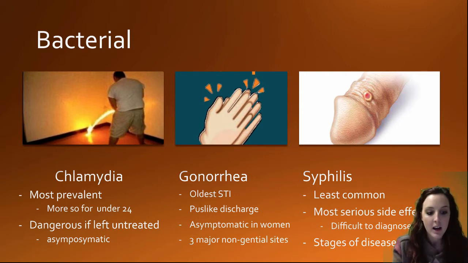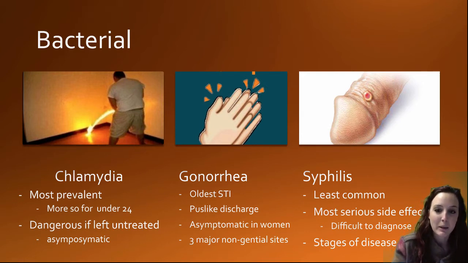Interestingly, after this was a pandemic 600 years ago, it now has the lowest yearly prevalence of contraction, with fewer than 17,000 new reported cases each year. So that still obviously seems like a lot when you're thinking about this negative bacterial infection, but it is the lowest prevalence of our bacterial diseases.